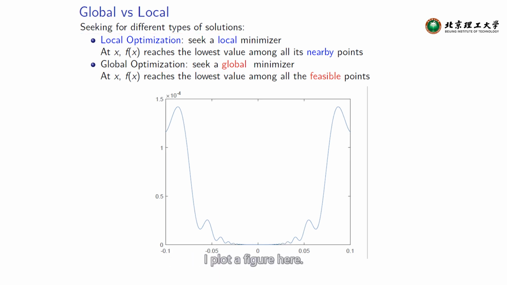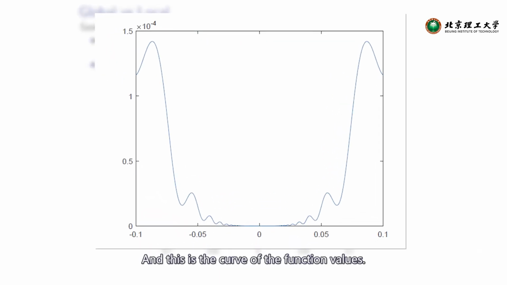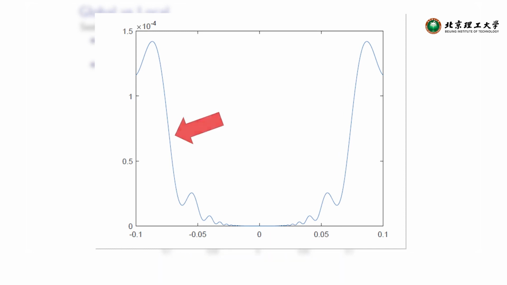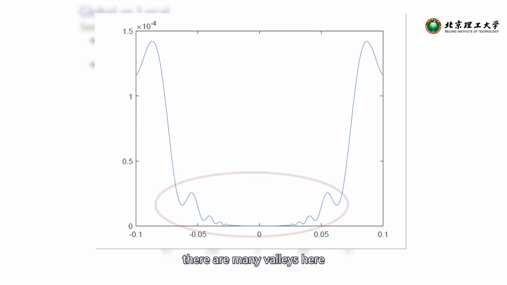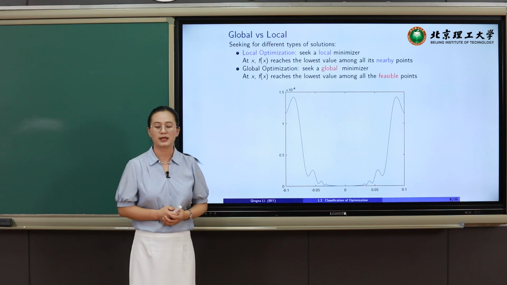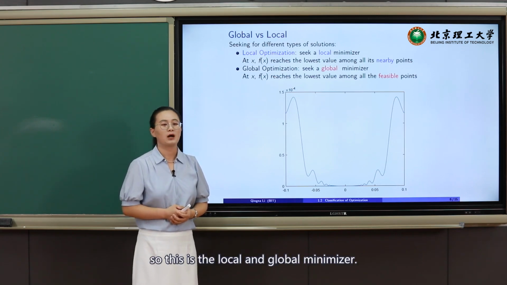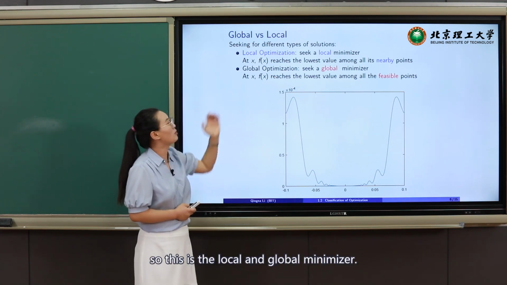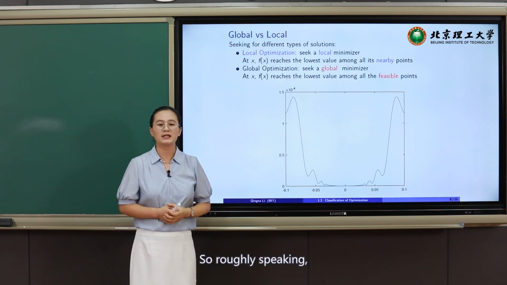For example, I plot a figure here, and this is the curve of the function values. You can see that there are many valleys here, right? For each valley, there will be a local minimizer. And of course, we can find that 0 is the global minimizer. So this is the local and global minimizer. Roughly speaking, what is a local minimizer?